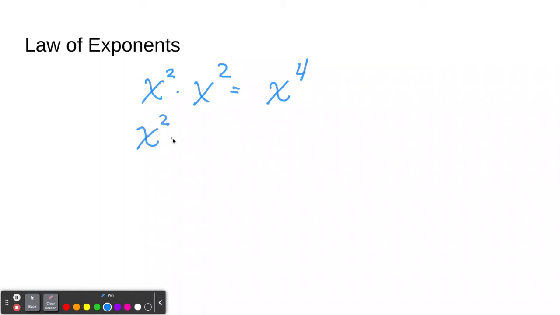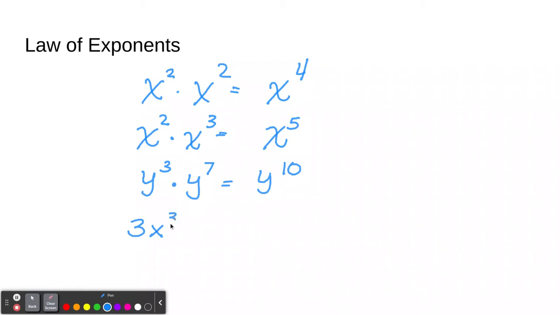So what's this one? x to the 2nd times x to the 3rd. You got it, x to the 5th. Do a couple, you'll get it, right? What if we had y? It doesn't have to be x. What if it's y to the 3rd times y to the 7th? What would that one be? y to the 10th. You're getting it. Excellent. Now, what if we had a constant and a variable, like 3x to the 3rd times 2x to the 5th? What do you think this one would be?